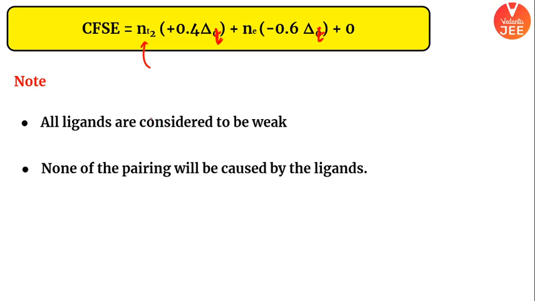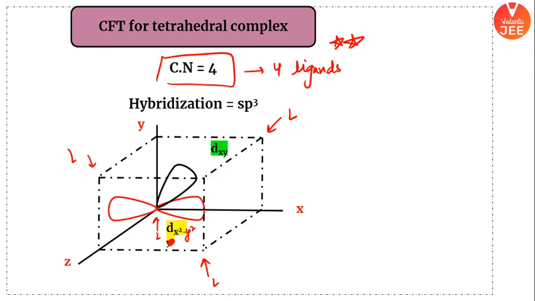Everyone understood? The same logic we saw in the last session, so we can calculate CFSE now. An important point here: in tetrahedral complexes, all the ligands are weak, and none of the pairing is caused by the ligand. We did this in the previous session, so it is quite clear. All the pairing is natural pairing. The ligand is not causing any kind of pairing. Very good. Let's move on to the next point.